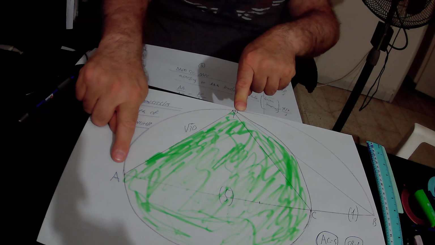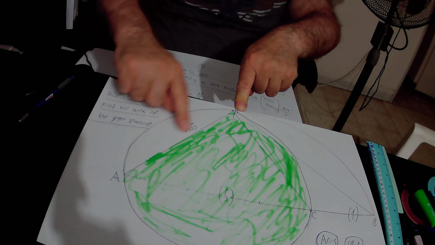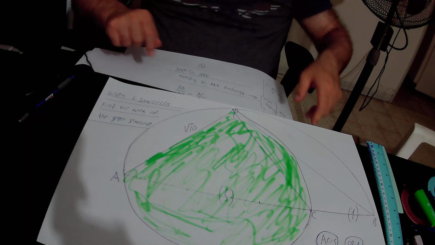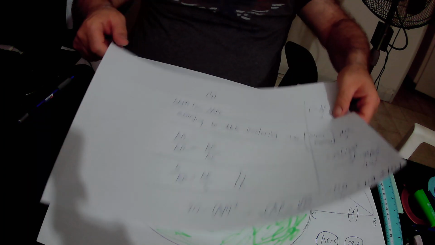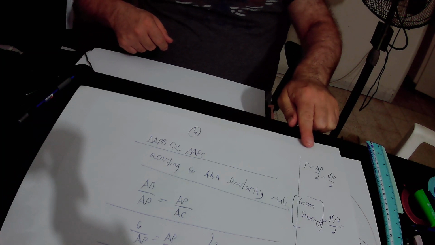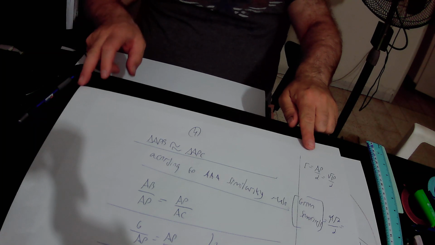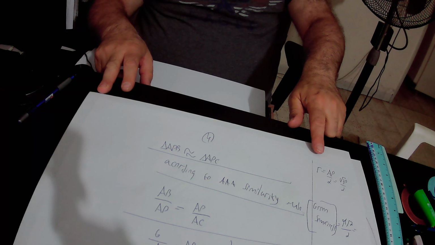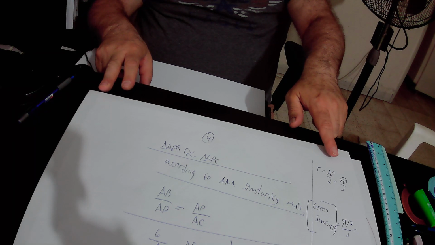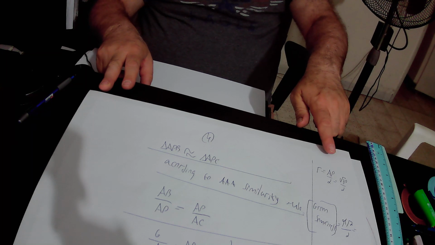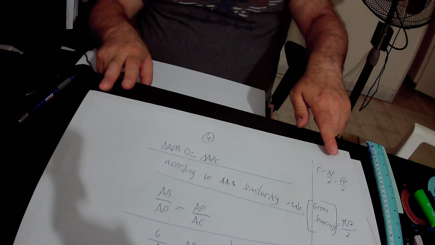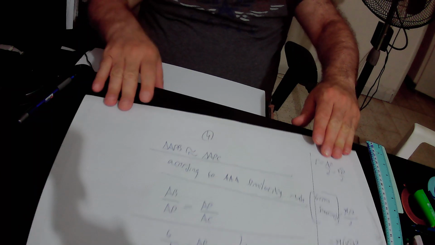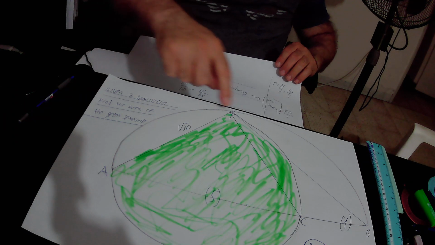Therefore, the radius must be equal to half of it. That is to say, the radius of this green semicircle must be equal to AP over 2. Repeat again. The radius of the green semicircle must be equal to AP over 2 because the diameter is AP and the diameter over 2 is the radius. So the radius is AP over 2. AP is the square root of 30. Therefore, the square root of 30 over 2 is the radius of this green semicircle.